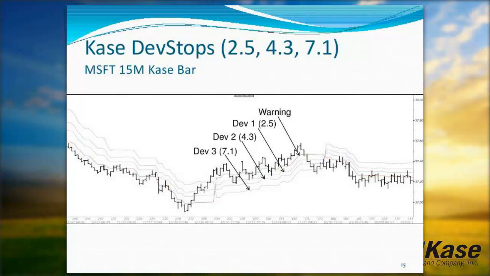There's still right-hand skew, it's just not as big or as pronounced. And so instead of 1, 2.2, and 3.6 standard deviations, on range bar charts or Kase bar charts we use 2.5, 4.3, and 7.1. Okay, and you can experiment with those a little bit to see what works for you.